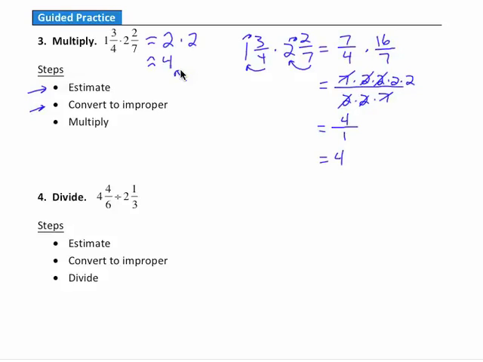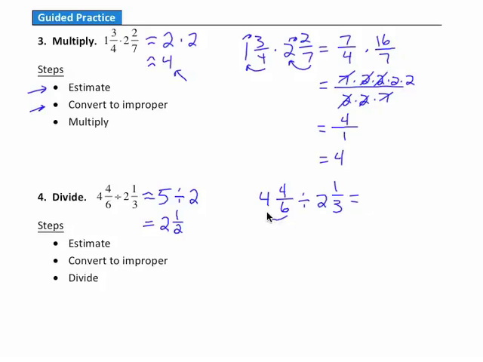Question 4. Divide 4 4/6 by 2 1/3. Okay, let's start with our estimate. 4 4/6, well, that's closer to 5. 2 1/3, that's closer to 2. 2 will divide into 5 2 whole times with the remainder of 1, so we get an estimate of 2 1/2.